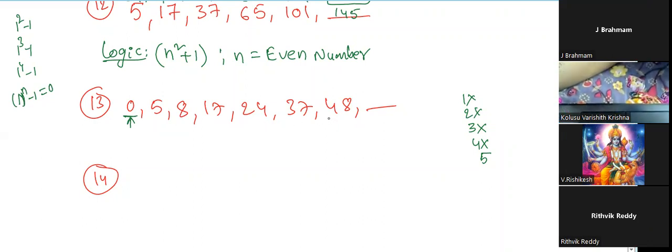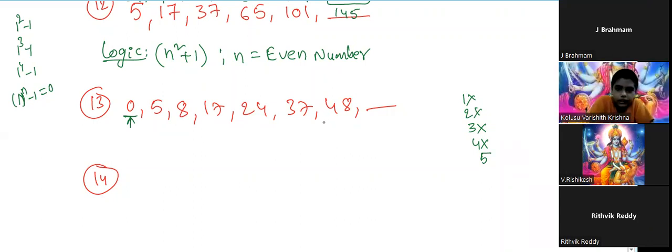It is better to consider squares or cubes. Which is better? Sir, it is better to consider squares. Squares only, because if they are cubes, within 3-4 terms, it may enter into hundreds, right? Yes, sir. Okay, I'm trying with the squares only.